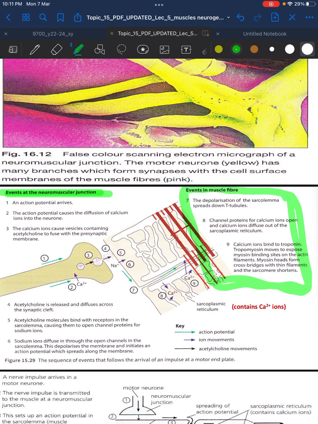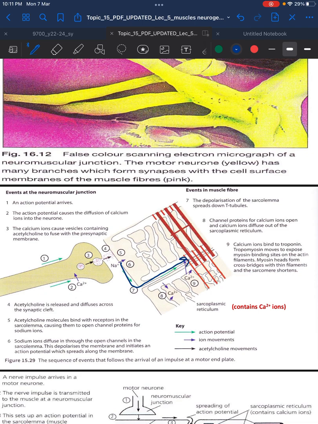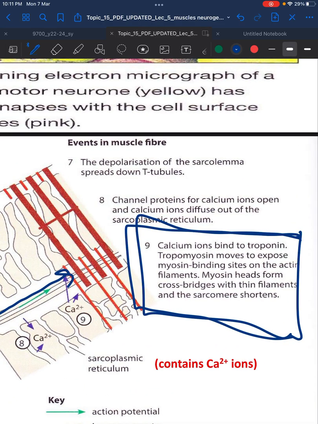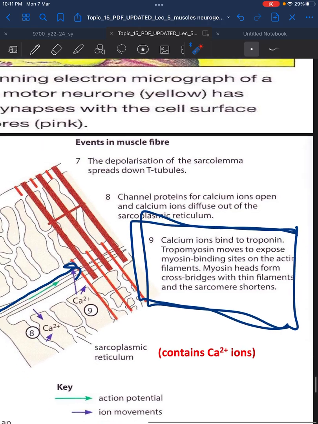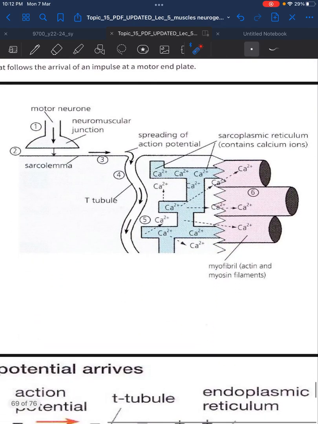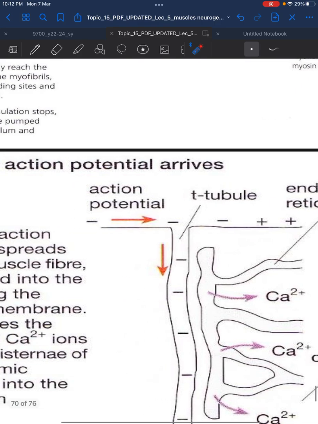But when the action potential travels down the T tubules, that causes calcium to be released from the sarcoplasmic reticulum. The calcium binds to troponin. Now you know what I mean by this step number 9. Calcium binds to troponin, tropomyosin moves to expose the binding site, the myosin head forms cross bridges within the filaments, and the sarcomere shortens. So that's the meaning of step number 9.